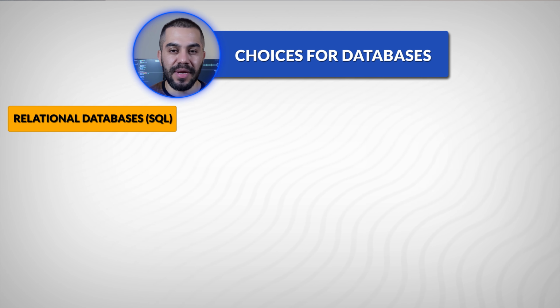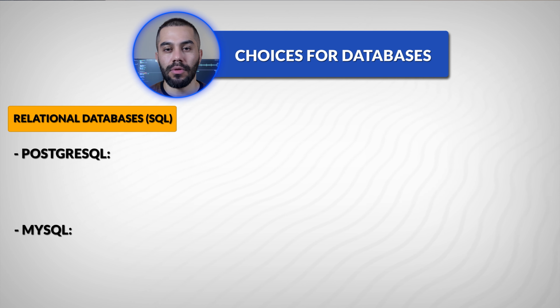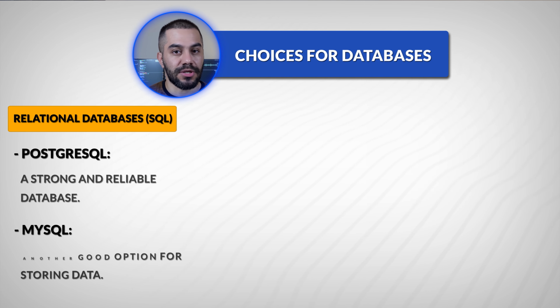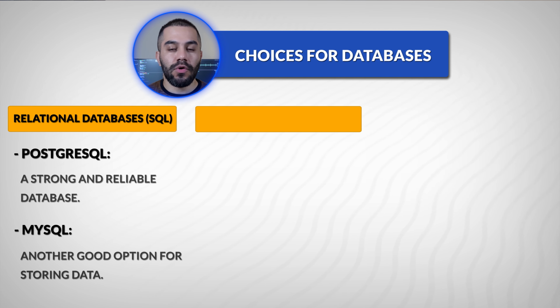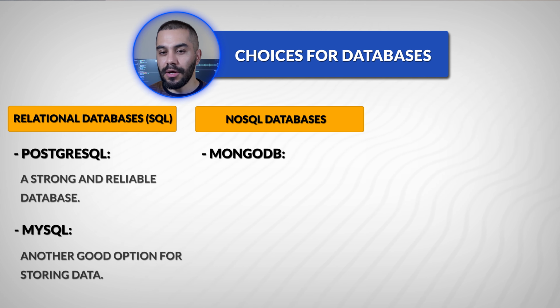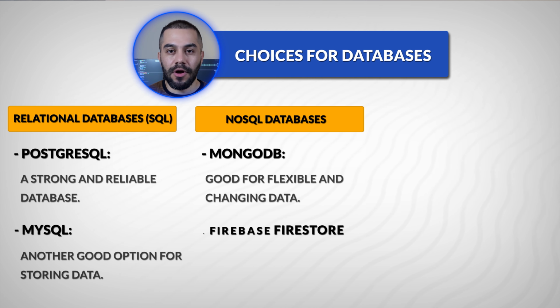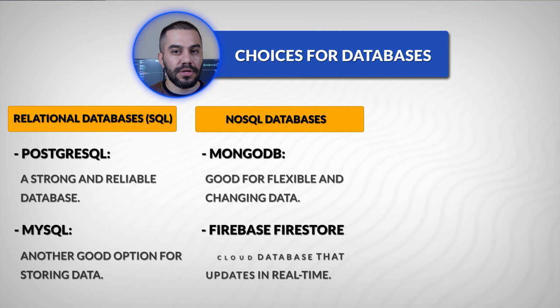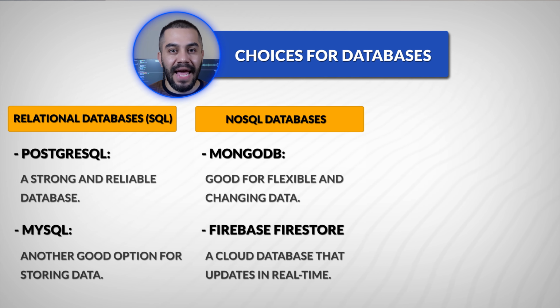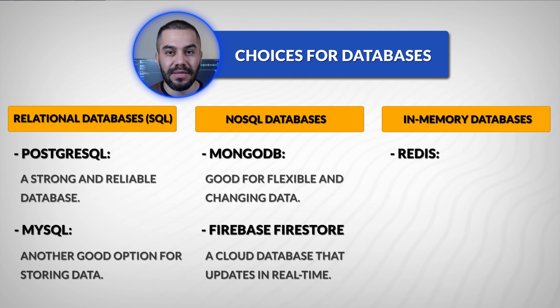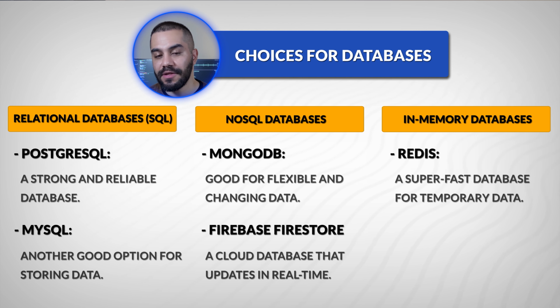In relational databases, we have Postgres and MySQL. Postgres is a strong and reliable database, and MySQL is another good option for storing data. We have NoSQL databases. One option is MongoDB, which is good for flexible and changing data. Another one is Firebase Firestore. It's a cloud database that updates in real time. And finally, we have in-memory databases. The best option maybe is Redis, a super fast database for temporary data.